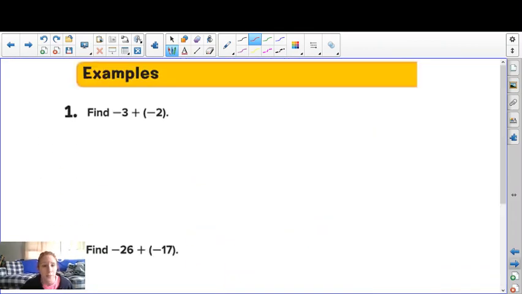All right, -3 plus -2. Since they both start with negative signs, my answer is going to result in negative. Then I pretend that those negatives don't exist because I'm taking the absolute value, and I take 3 plus 2, which gives me 5. So my answer here is -5.